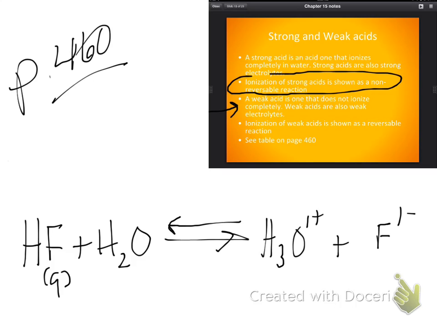Common aqueous acids, and they list strong acids, they list weak acids, and if you look at those, you will notice that on the strong acids, is the reaction shown as reversible or not? Nope, just like they said. For weak acids, it is shown as reversible. And so some of the common strong acids we talk about, sulfuric, hydrochloric, nitric, those are the big ones for us.